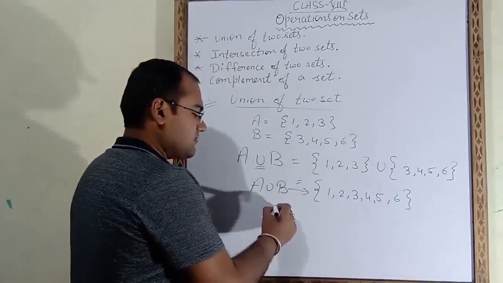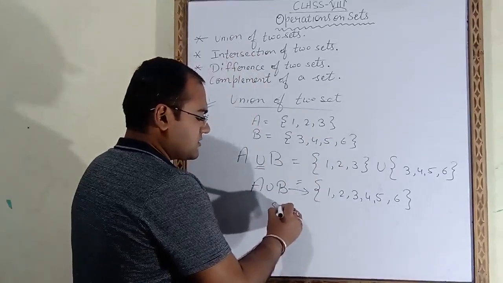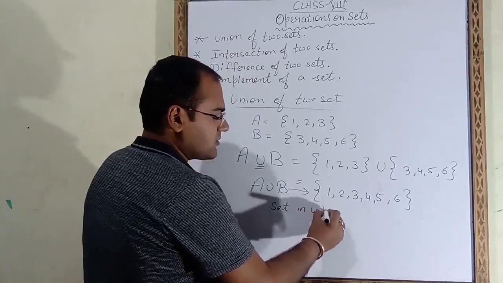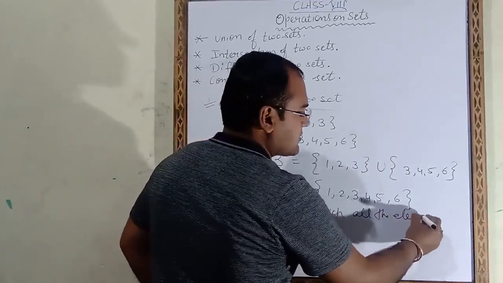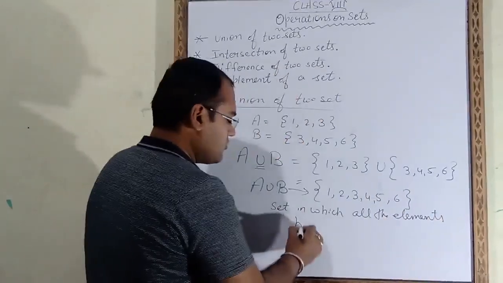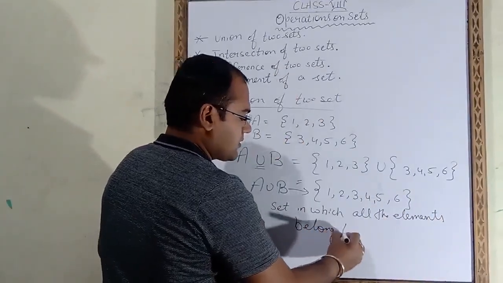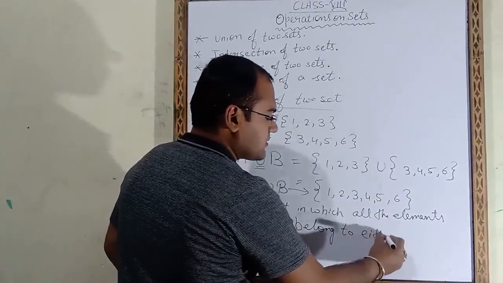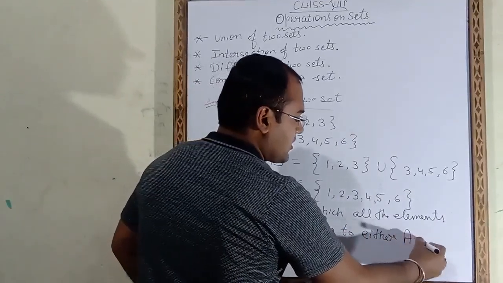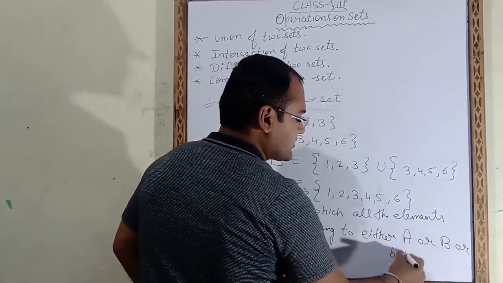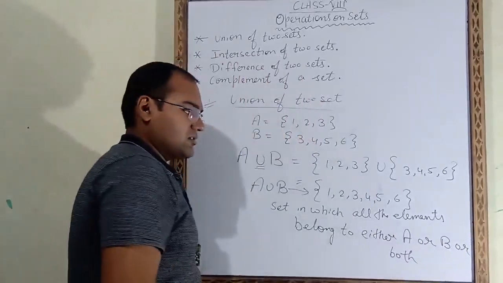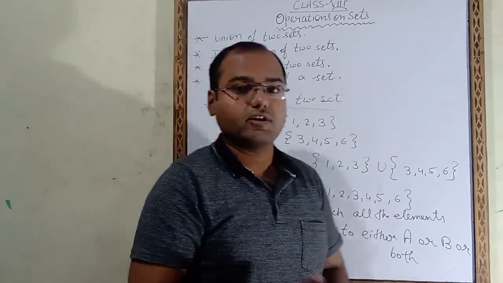So the definition is: a set in which all the elements belong to either set A or set B or both the sets. Such sets are called union.